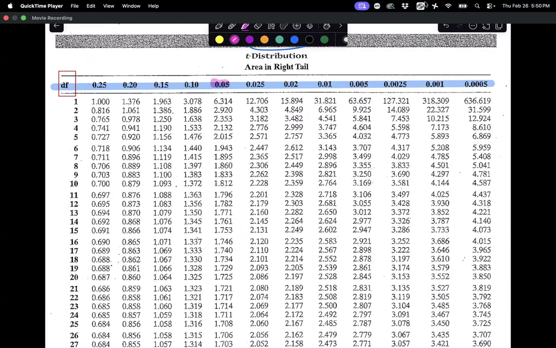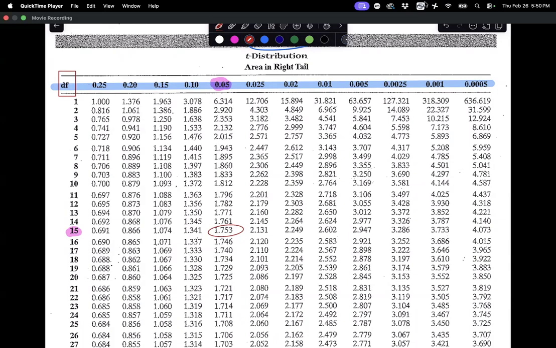All right, so 0.05 is right there. 15 degrees of freedom is right there. Therefore, where they meet up, right here, our T value, 1.753. Yep, good. I see you in the chat.